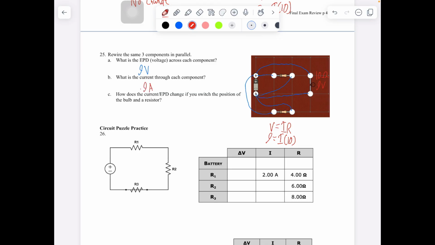How does the current or voltage, EPD, change if you switch the position of the bulb and a resistor? This would also not change. Again, light bulbs and resistors are, to a circuit, identical. The light bulb is really just a resistor.